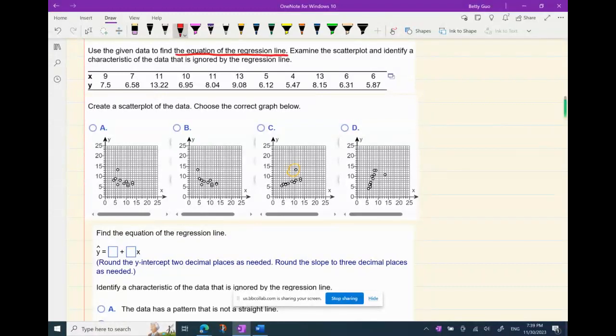Since the first part is to construct the scatter plot, let's do that. Everybody, do you have your TI-84 calculator ready? And where should we go? We should go to Stat and Edit.